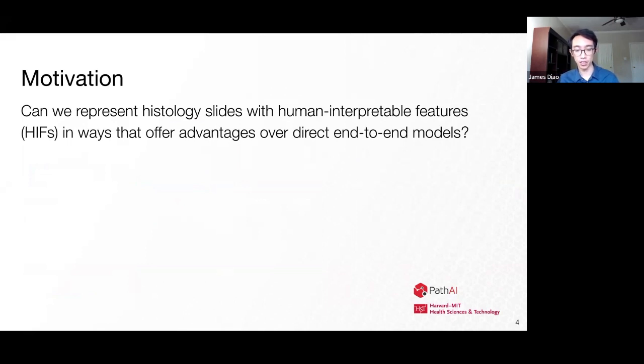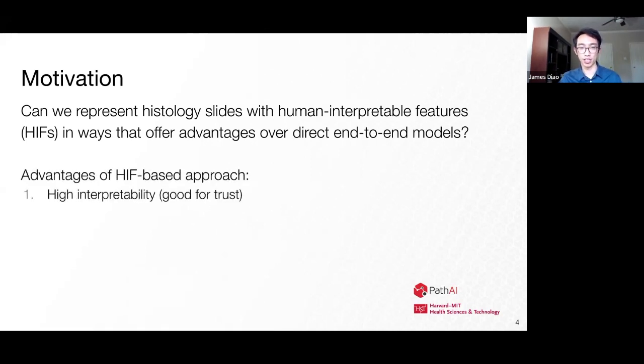The reason we're interested is because the advantages of end-to-end models are very clear: when you're directly optimizing for a certain objective function, you're able to take advantage of signals and hidden correlations that might not be known and don't require any explicit engineering, and have resulted in some of the best performance in recent years. But this also comes with some disadvantages that human-interpretable features might be able to counterbalance.